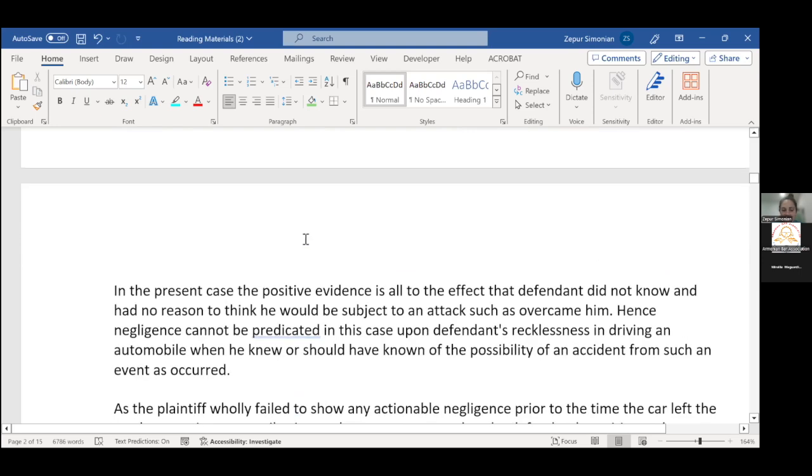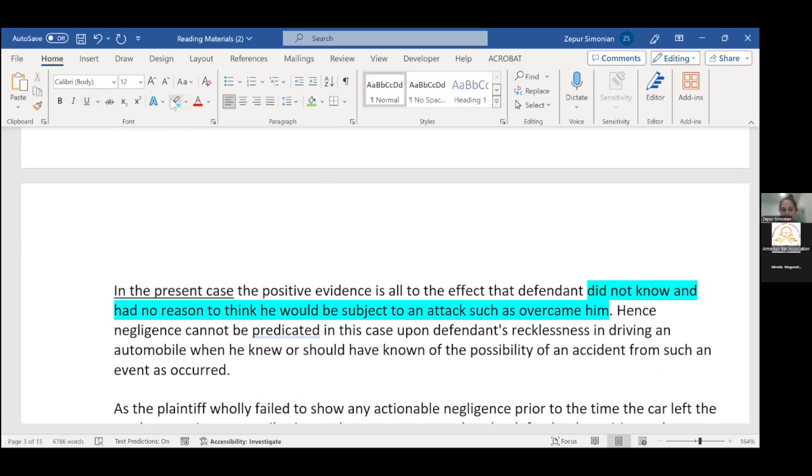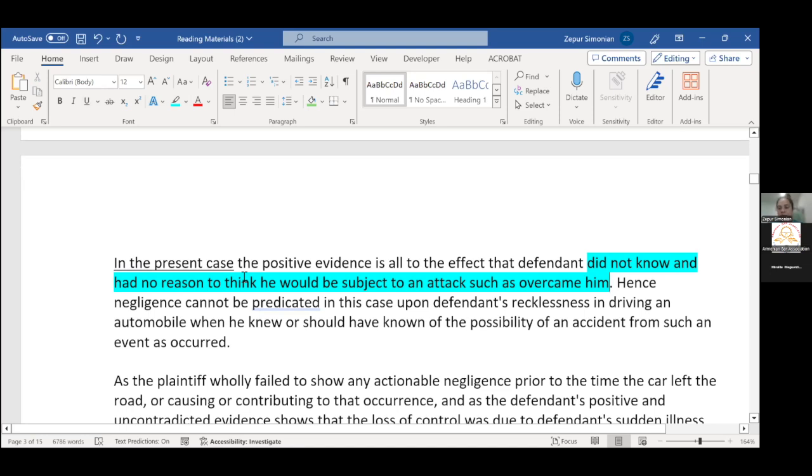And in the present case, this is application. So when you see "in the present case," that's a signal that now the court is applying or analyzing. The positive evidence is all to the effect that the defendant did not know or have reason to know. Again, I could use this as a rule: that he would be subject to an attack such as overcame him. Hence, negligence cannot be predicated in this case upon defendant's recklessness in driving a car when he knew or should have known of the possibility of an accident from such an event as occurred.